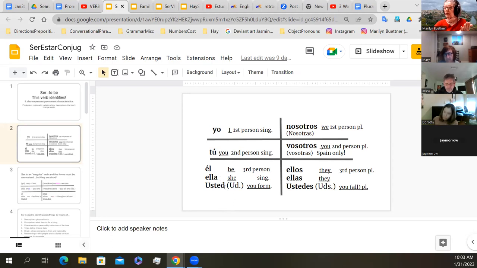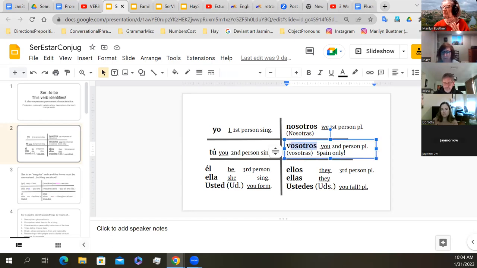Usted, the formal you. These three get grouped together because they always, always, always use the same kind of verb. Él, ella, and usted, always and forevermore in Spanish, will use the same kind of verb, no matter what verb we switch to in the future, okay? Nosotros is the plural of yo. It means we. It means I have somebody with me. I'm not by myself. Nosotros, okay?